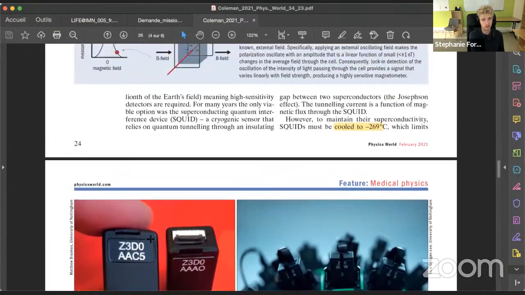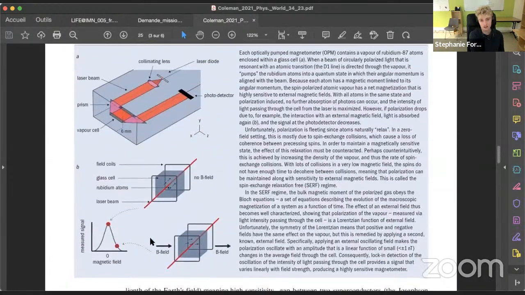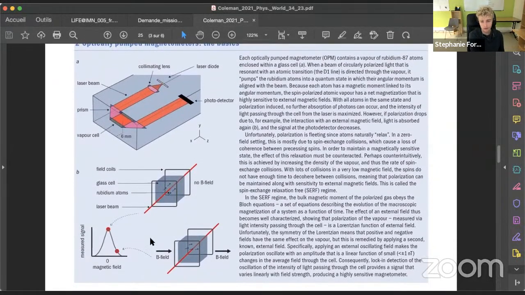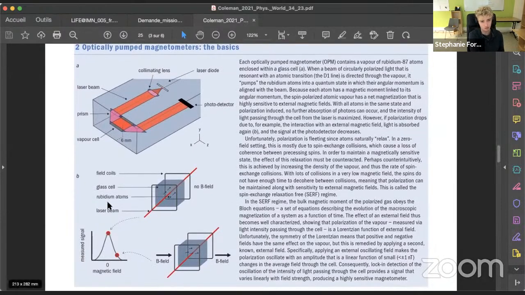This is great. On the technical principle, just for the physics nerds among you, for me it was super nice. The physics principle is that you have a little chamber in the detector containing a vapor of rubidium atoms, rubidium 87 atoms.